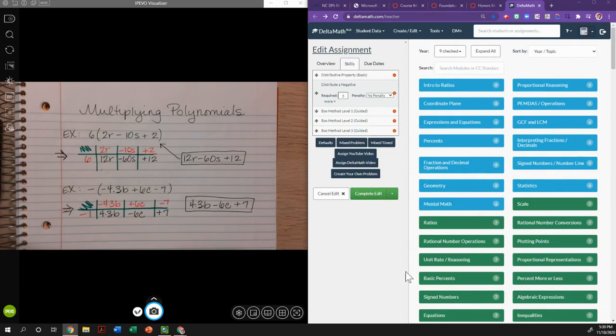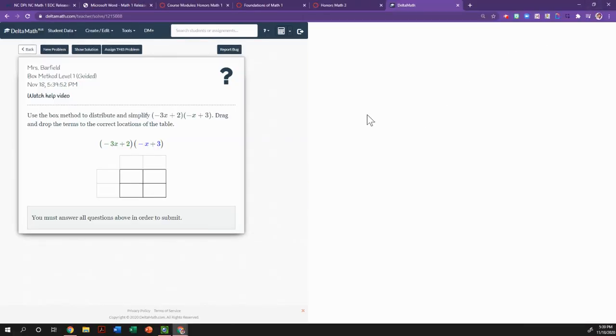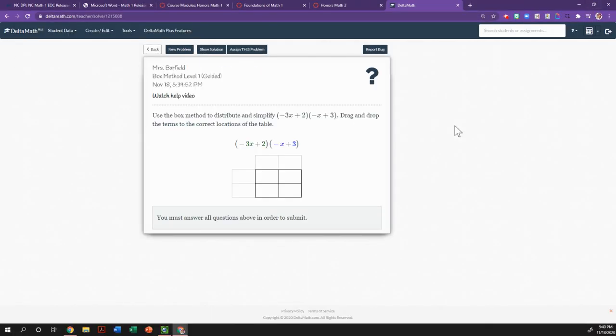All right, you guys, so welcome back, and we're going to now look at our next 3 parts of our Delta Math assignment. All right, so I'm going to click right here on this box method level 1, okay? Now I actually can make this full screen because you don't need to write anything down. This is going to be a drag and drop activity, okay?